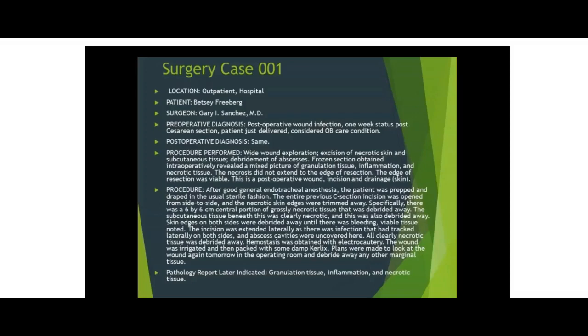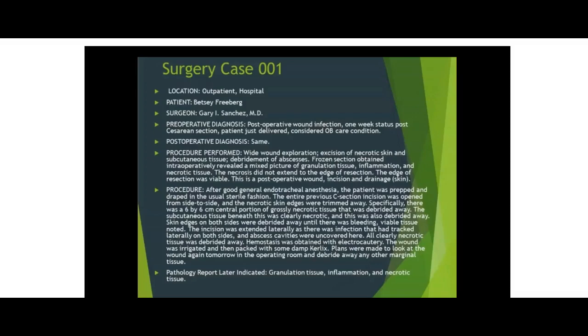After good general endotracheal anesthesia, the patient was prepped and draped in the usual sterile fashion. The entire previous C-section incision was opened from side to side, and the necrotic skin edges were trimmed away. Specifically, there was a 6 by 6 centimeter central portion of grossly necrotic tissue that was debrided away. The subcutaneous tissue beneath this was clearly necrotic, and this was also debrided away. Skin edges on both sides were debrided away until there was bleeding.